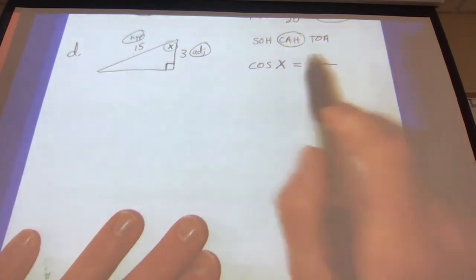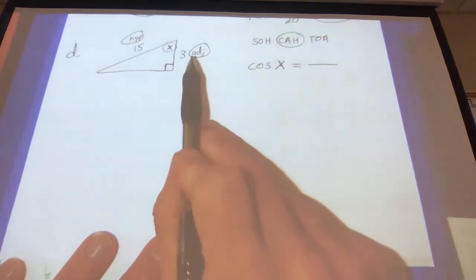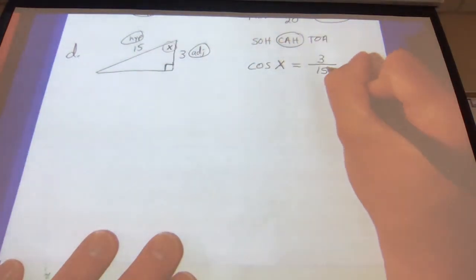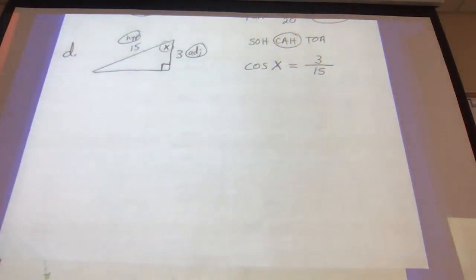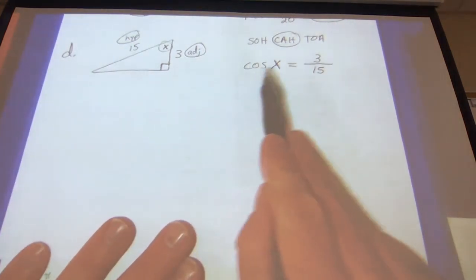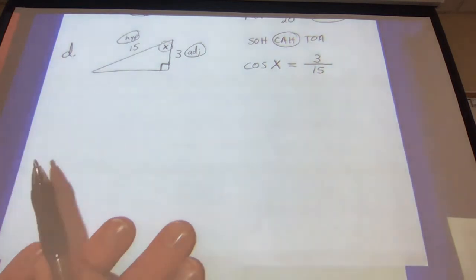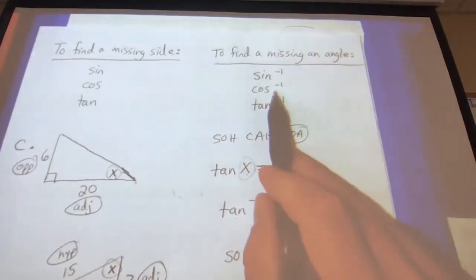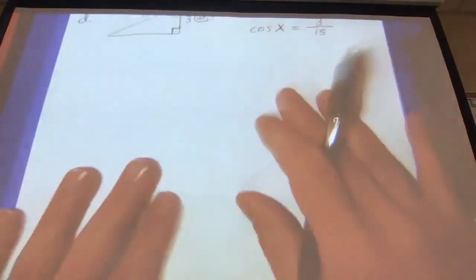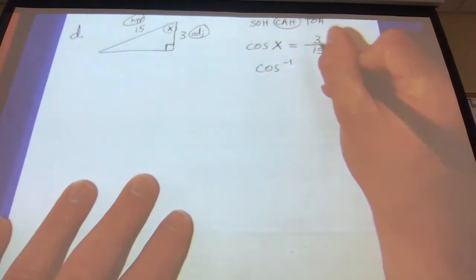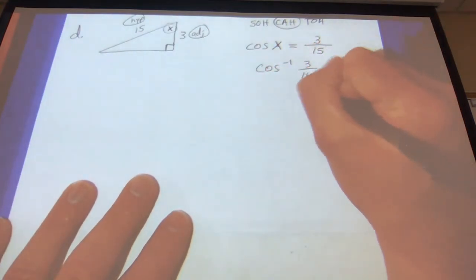To get cosine, we put the adjacent side over the hypotenuse. Adjacent side is 3, hypotenuse is 15. When I get to this point with my equation, this says the cosine of some angle is going to be 3 divided by 15. To find out what that angle is, since I'm looking for a missing angle, I'm going to use the inverse of the cosine. So to get this equation here, I'm going to do the inverse cosine of 3/15.